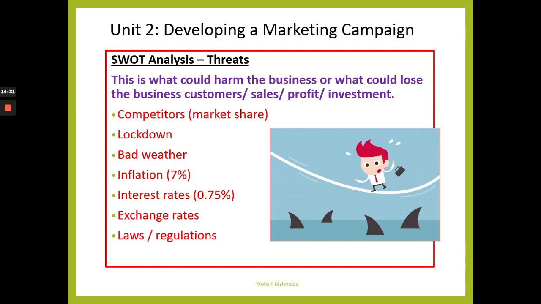Bad weather could be a threat, depending on the business. If it's an outside sort of business and it's raining quite a bit, that could affect business sales. If it's a business where you're growing vegetables or some sort of crops, if there's a flood or a drought, this could affect sales, and this could push up the prices actually if there's less supply.